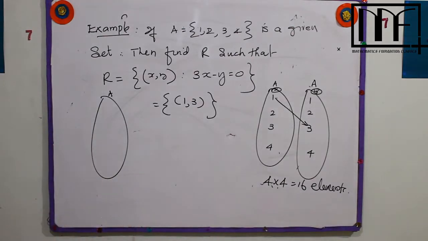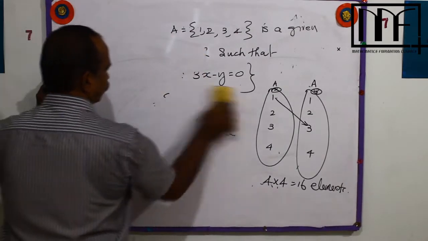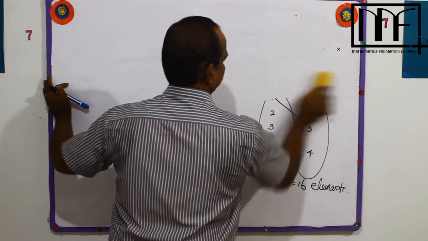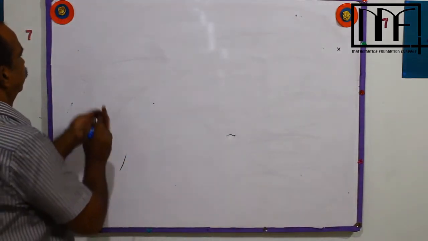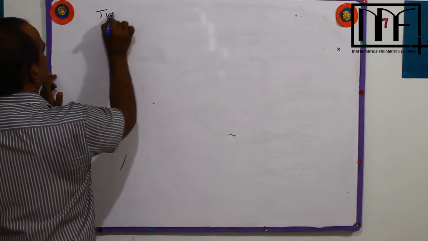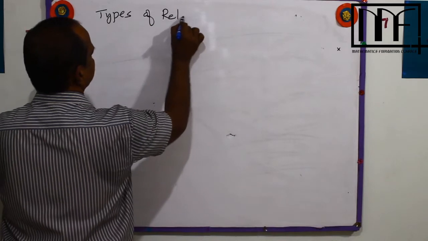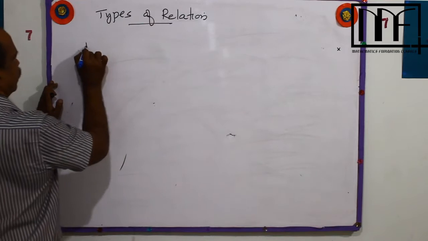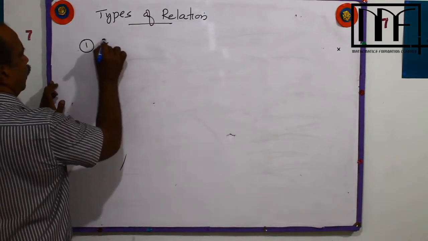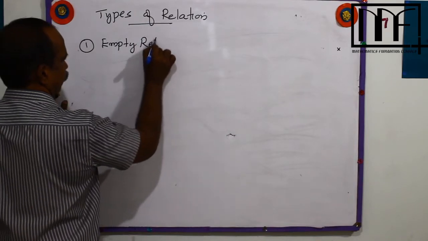And the next is the types of relations. Next we are going to learn the types of relations. First we are going to learn the relation which is the empty relation.